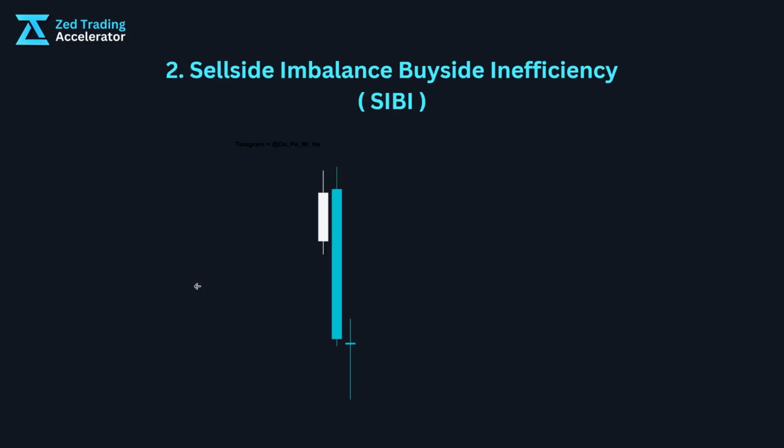Alright, so the second variation is the sell side imbalance, buy side inefficiency, or what they call SIBI. Like I told you, it's just a fair value gap. It's just deeper in the price action, whether it is bearish or bullish. This is a bearish fair value gap. We'll only call it fair value gap, not SIBI or BISI. Alright, so this is a fair value gap, a three-candle formation.